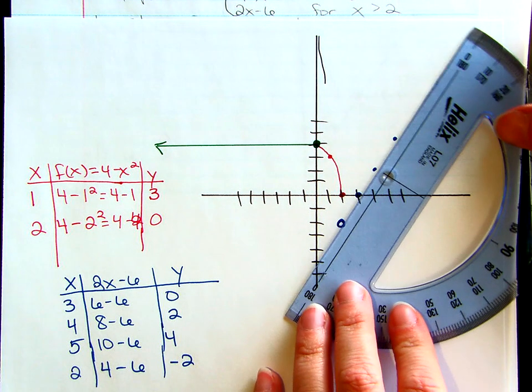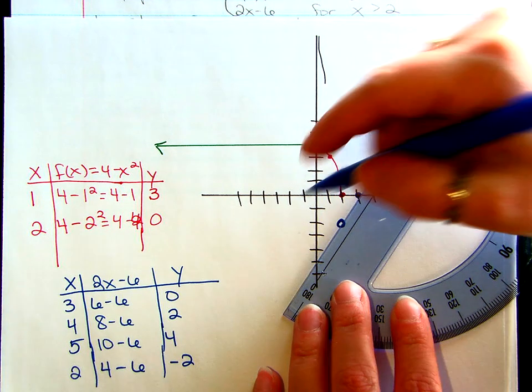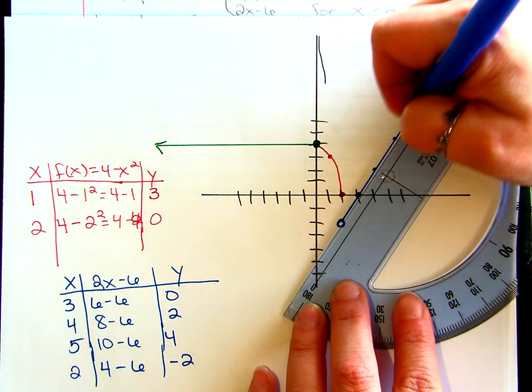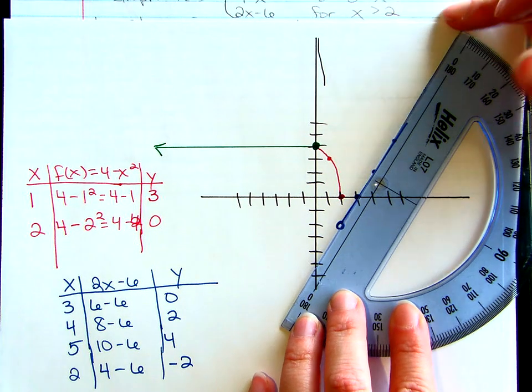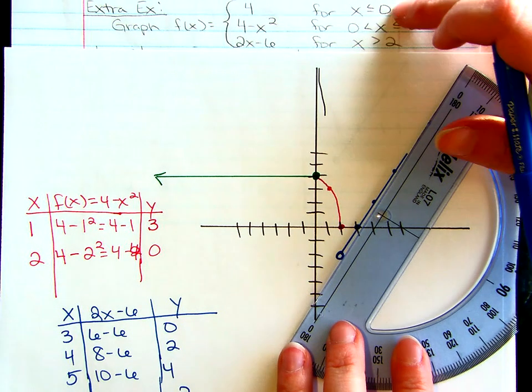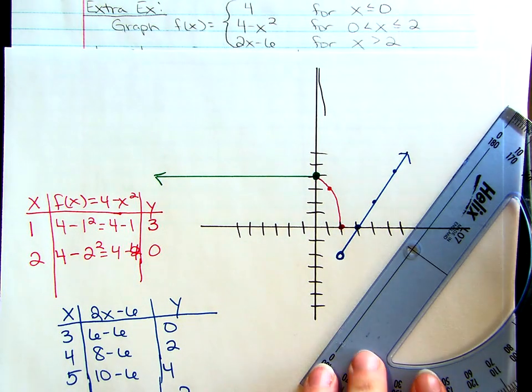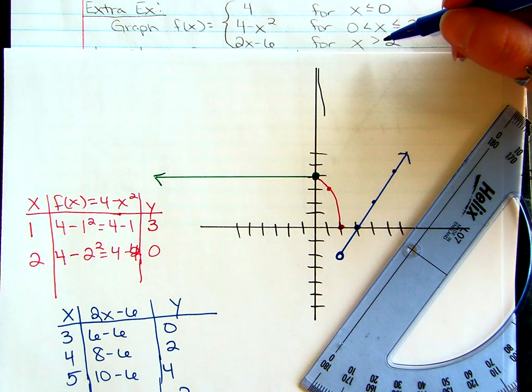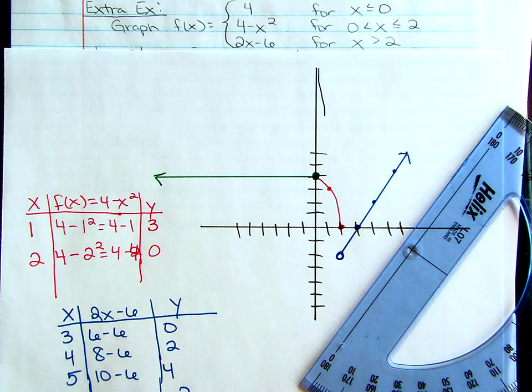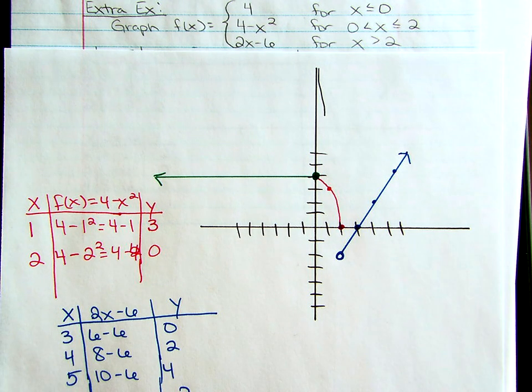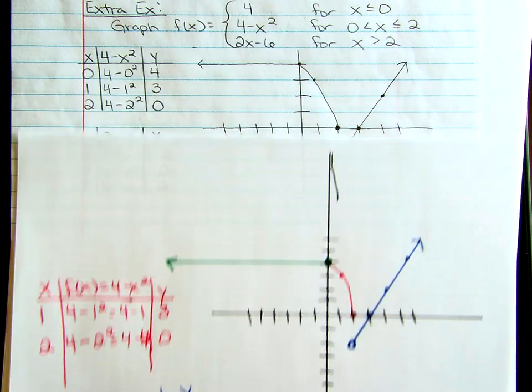So use these values that they give you up here as kind of like your endpoints so you know what's going on at those. Just know if it says strictly greater than or strictly less than, you're going to have an open circle at that spot instead of a filled in circle. So this one's a little bit more complicated looking than our last one because it deals with 3 different functions instead of just 2.